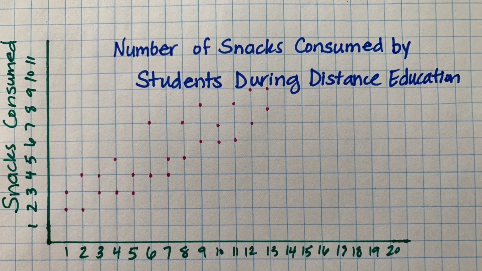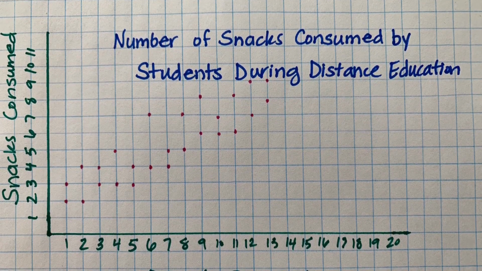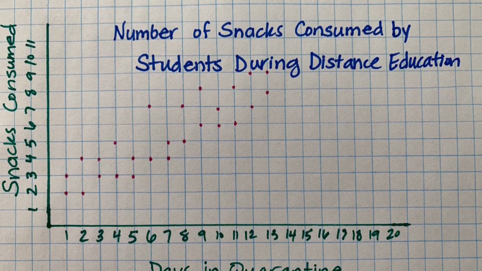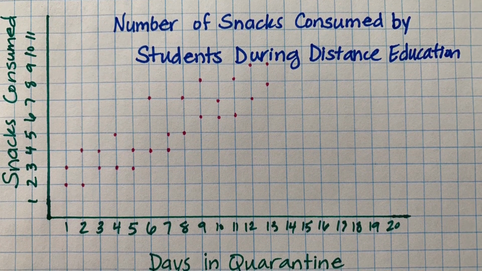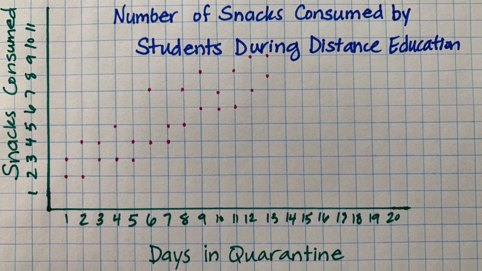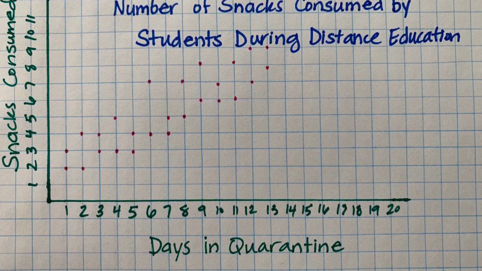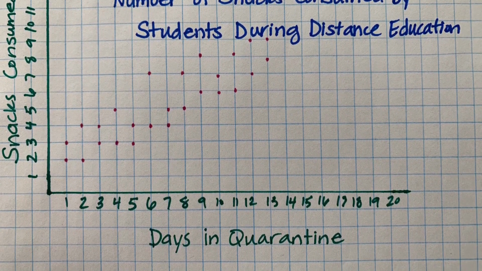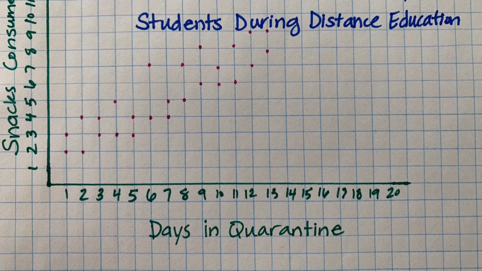Our final graph shows the number of snacks consumed by students during distance education as the days in quarantine increase. You will notice that at first you start out pretty disciplined. You're eating 2, maybe 3 snacks a day. But as the days go on, all of a sudden you're consuming 6, 7, 8, 9, 10 snacks a day. And so we would say this is a positive linear correlation. As X increases, as the number of days in quarantine increase, the number of snacks, or our Y, also increase too.